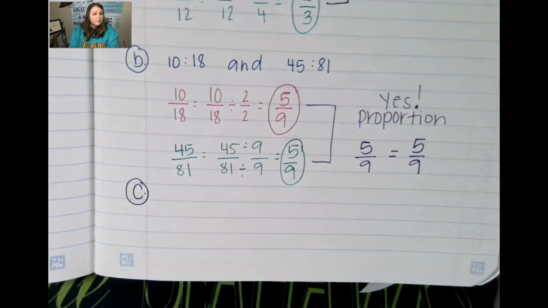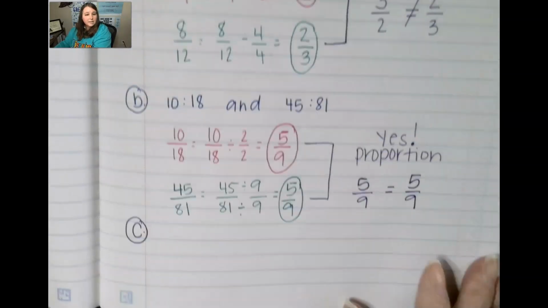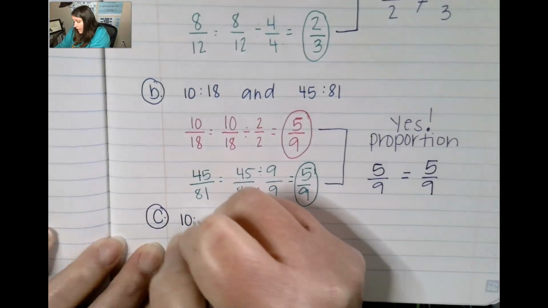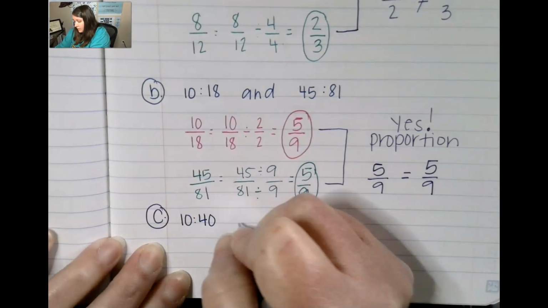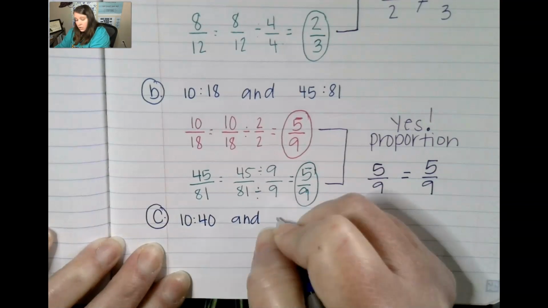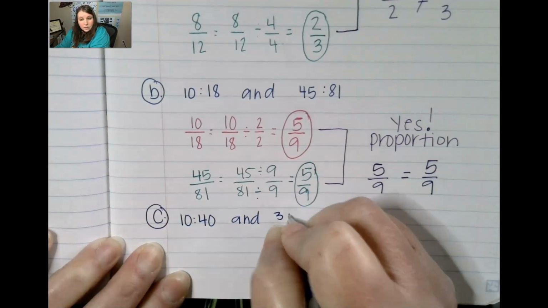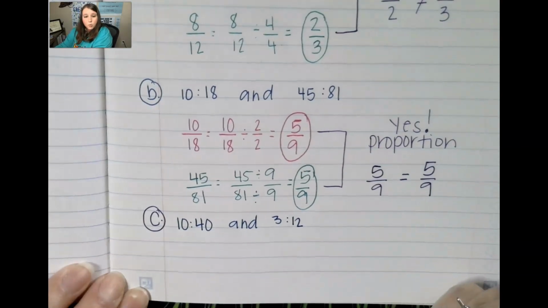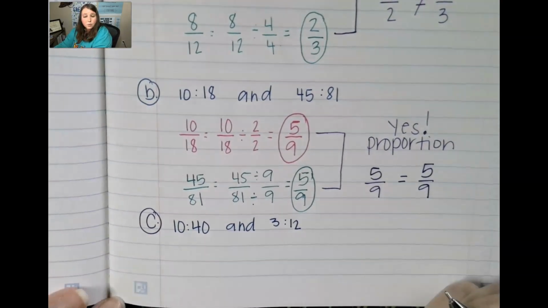So we're going to go for example C here. Example C says that I have the ratio of 10 to 40 and the ratio of 3 to 12. And I want to know, are these a proportion? Do they form a proportion?